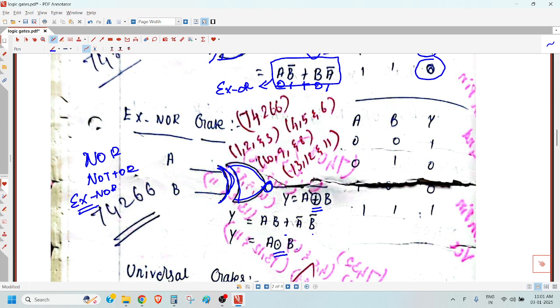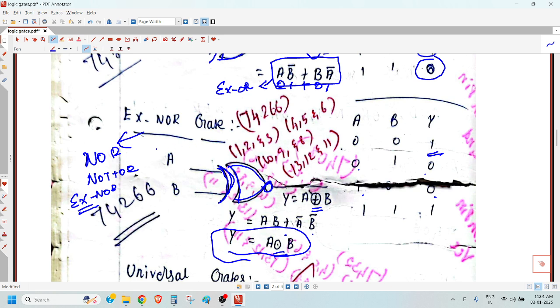So we can write this as A XNOR B. Like that we can make a simplification of XNOR. So for A, B, Y: 0 0 gives 1, 0 1 gives 0, 1 0 gives 0, 1 1 gives 1. So this is becoming the XNOR gate.